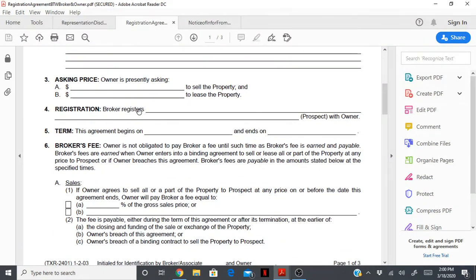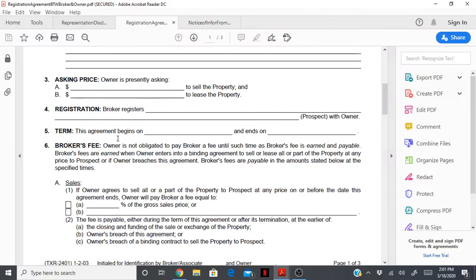Registration, broker registers blank, that's the prospect, your client, okay, with the owner. Now it could be John Doe, the owner. You could put the owner's name in here, and I'll show you why that's okay to do in a second. But typically this is going to be when you represent a buyer. So broker registers Sally Smith, prospect, with the owner.